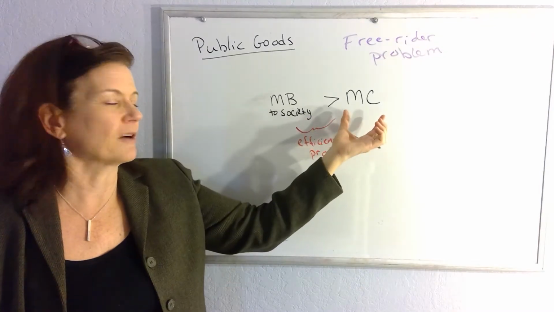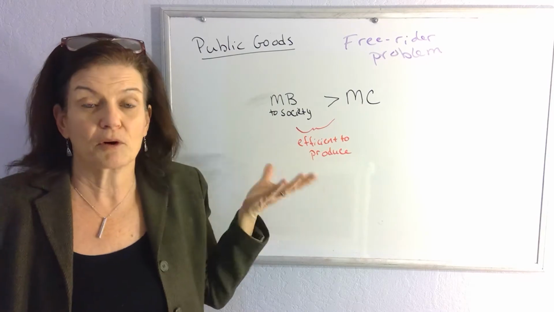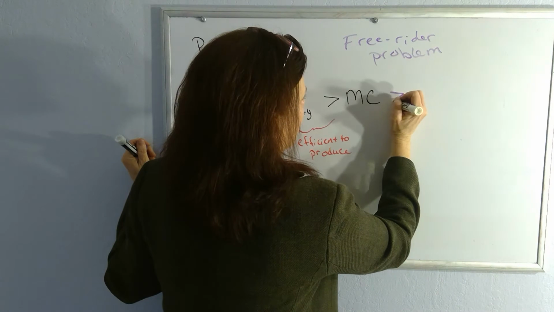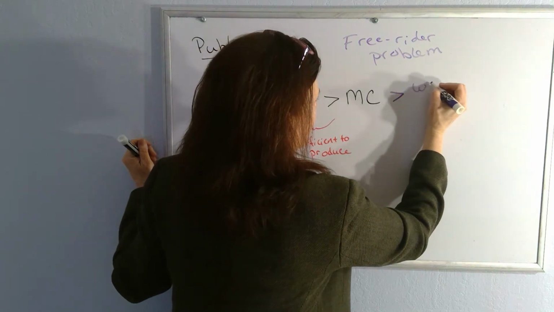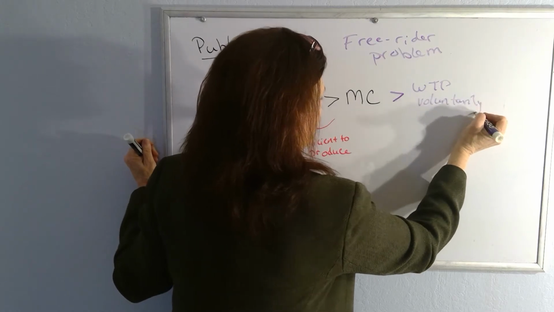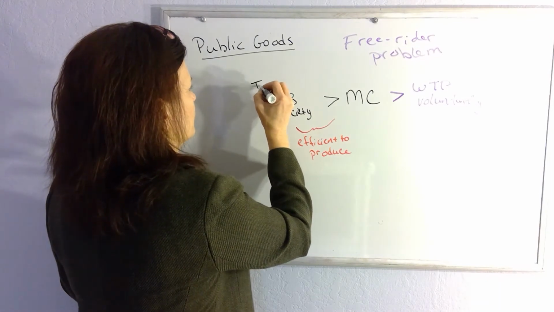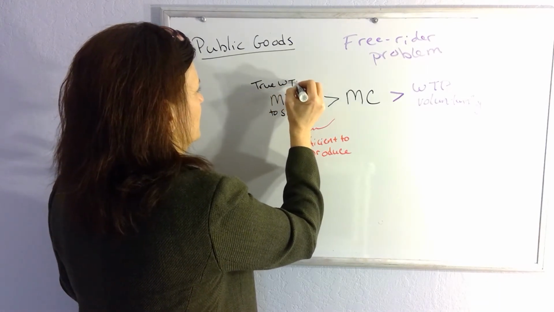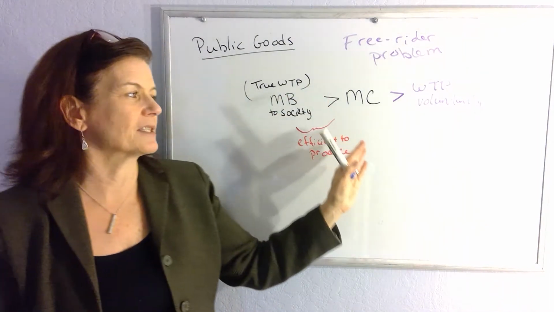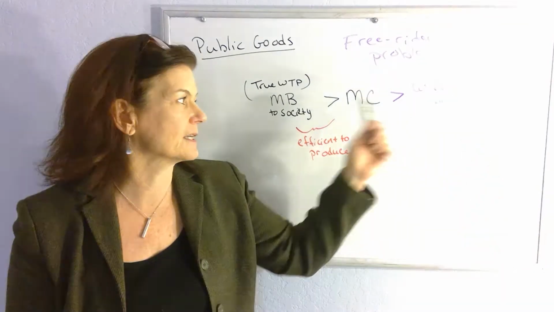And unfortunately, for the provision of public goods, that happens a lot, right? It's worth more to people than it costs to make. So if everyone just chipped in what it was worth to them, we would make it. But the marginal cost may be greater than people's willingness to pay voluntarily. The marginal benefit to society, you can think of this as the true willingness to pay. What it's truly worth to people is more than what it costs to make, but what they're willing to pony up to provide the good is less than what it costs to make.